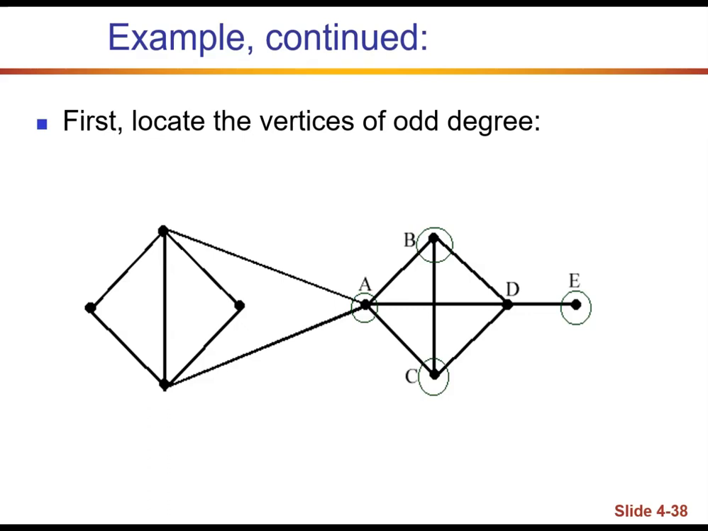Everything else, D has 1, 2, 3, 4. That's even. All these have even degrees, right? So these are the ones we need to focus on: A, B, C, and E. We're only going to really focus on those because these are the ones that are going to get us to a place where we get stuck.